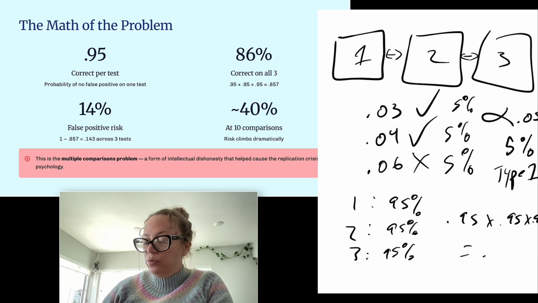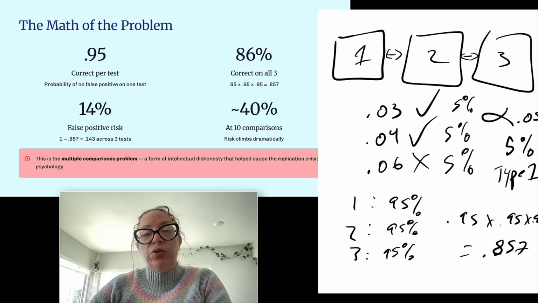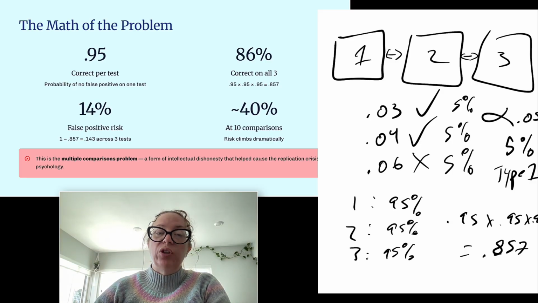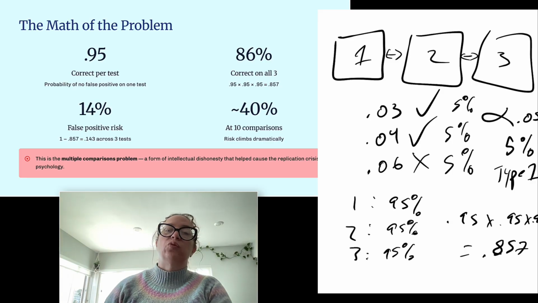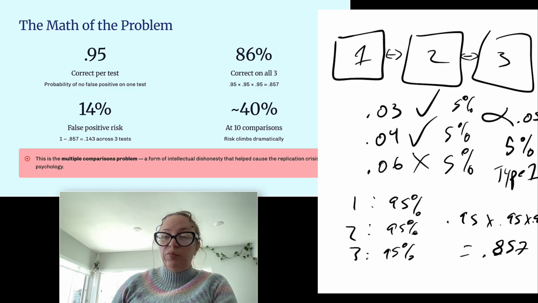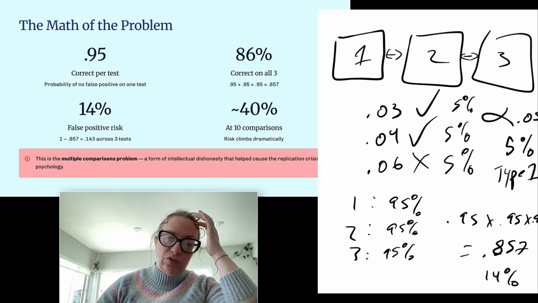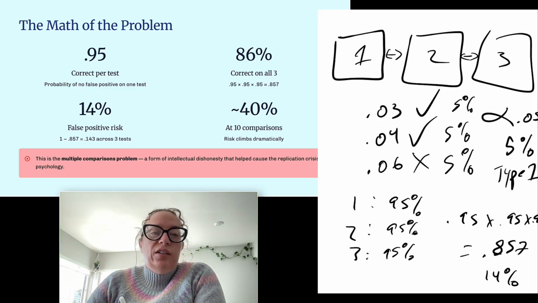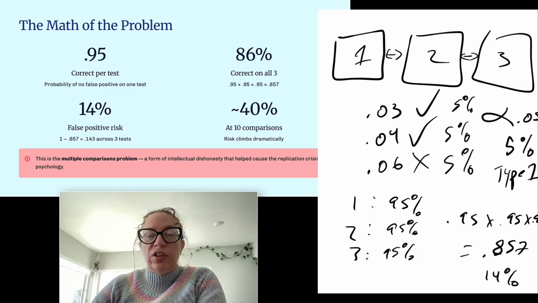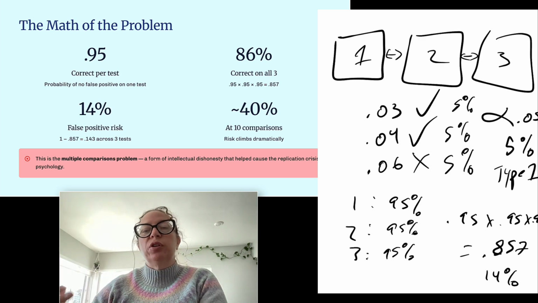That equals roughly 0.857, or 86% of the time you will be correct, which means the probability of getting at least one false positive, of being wrong, is 14%, okay? 100 minus 86 is 14. So run 10 comparisons, and that risk climbs up to a 40% chance of being wrong. You're essentially running a rigged game. The more tests you run, the more false victories you claim, the more false positives. Not because you found something real, but because probability just caught up with you.